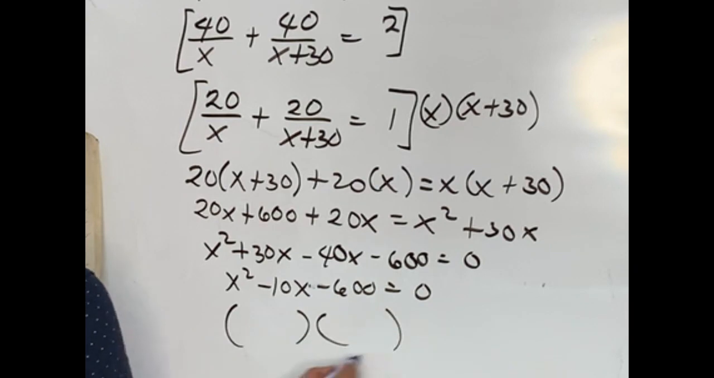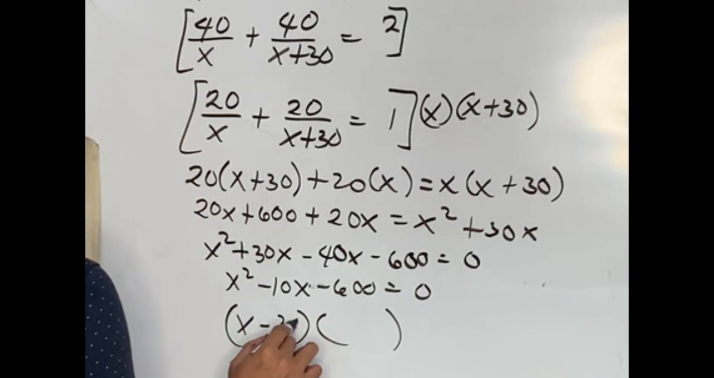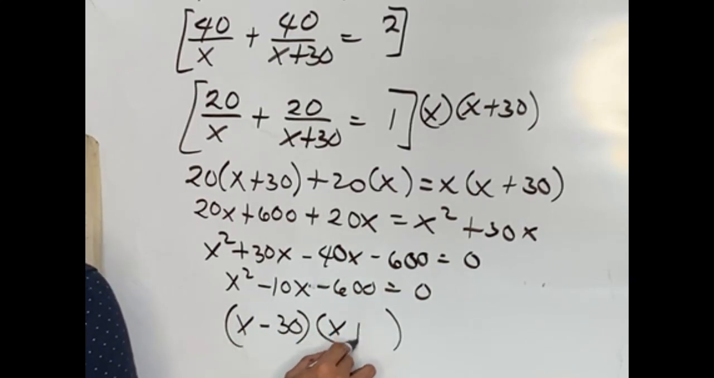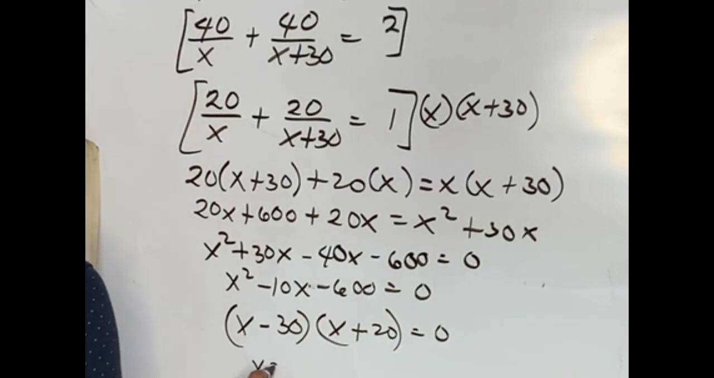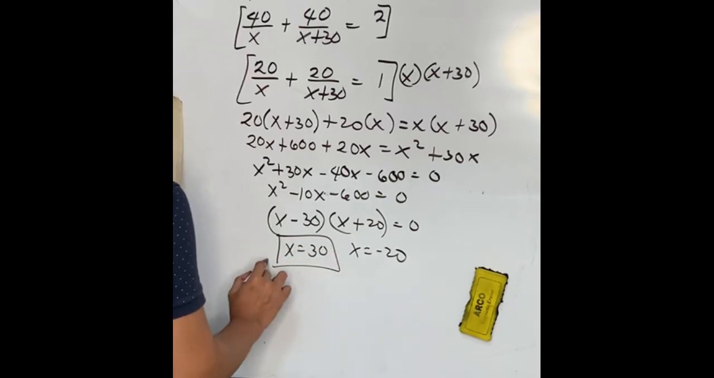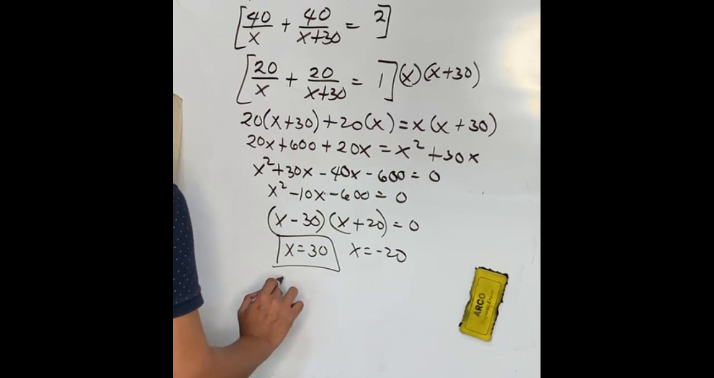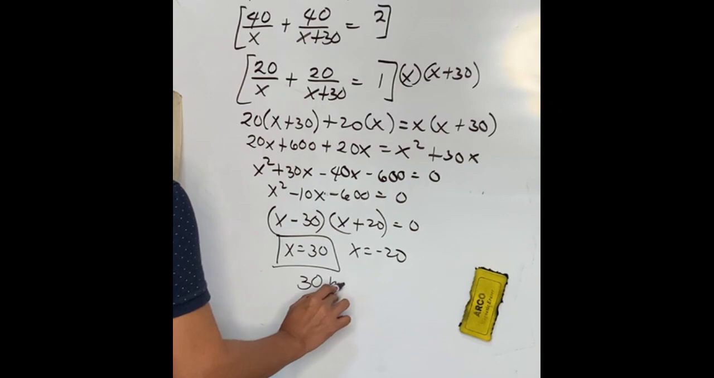So factoring x squared minus 10x minus 600 will be x minus 30 times x plus 20 is equal to 0. So x is equal to 30, x is equal to negative 20, and considering the one that is positive, our speed will be 30 miles per hour.